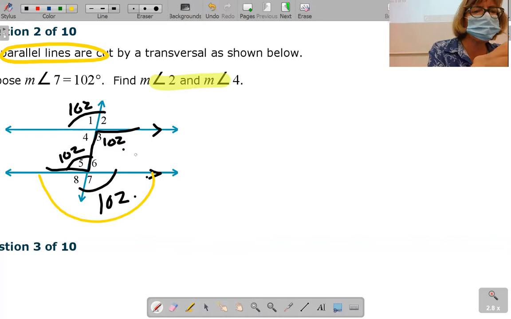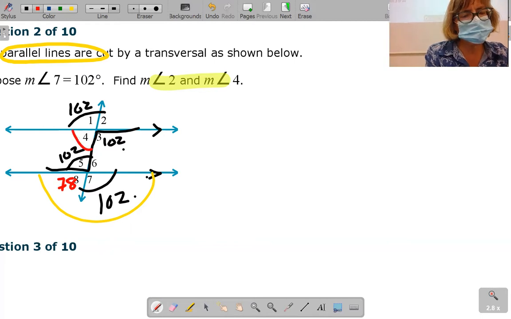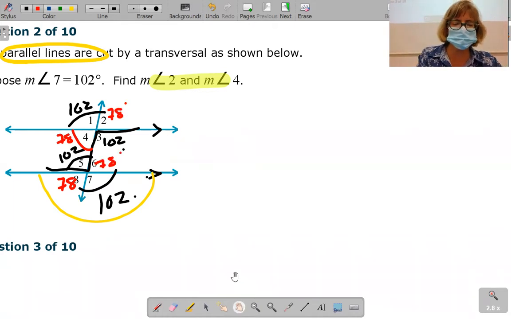You got a linear pair, adds up to 180. So this is going to be 78. Corresponding angle, 78 here, vertical here, or alternate exterior angle, 78, 78. And then you just pick off the angles that are being requested.